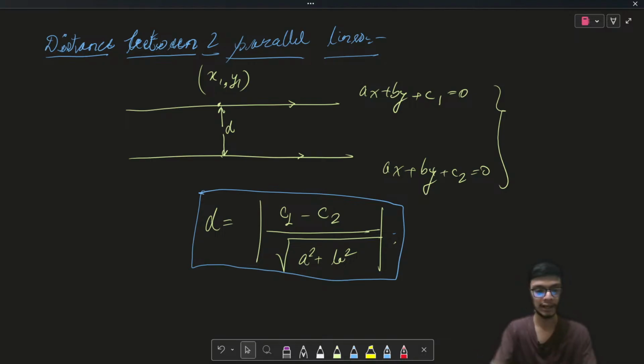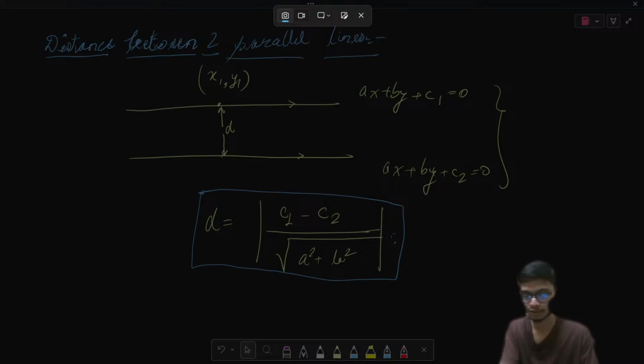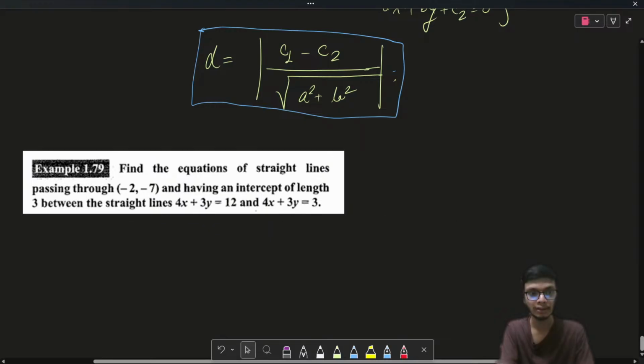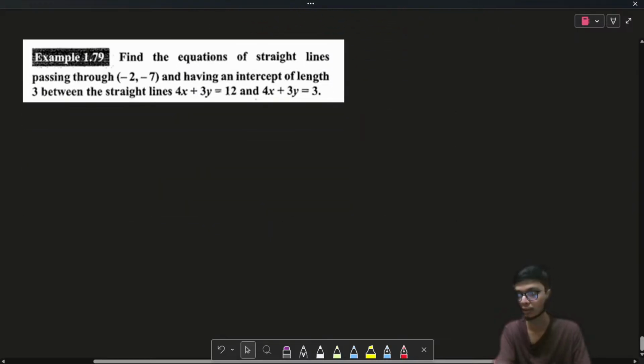So let us try to see a very interesting problem on this particular concept. Let us solve some geometrical problems in order to understand our concepts in much better depth. This is the simple problem that I have for all of you.